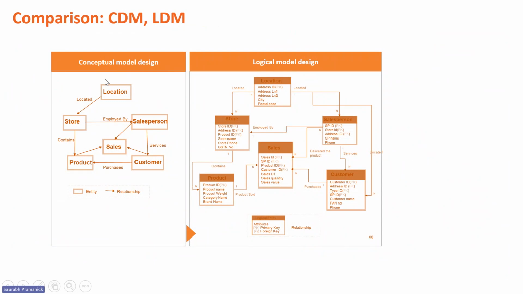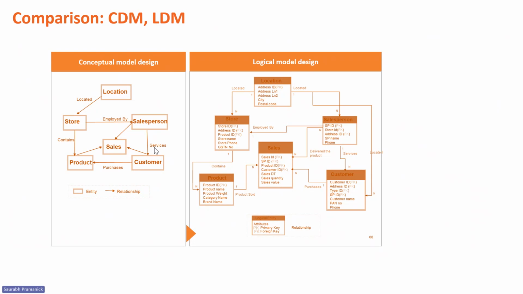For example, the conceptual data model might have the location, store, salesperson, sales, product, customers, and the relationships, which is very high level. But now I can start detailing it out. I identify the cardinalities between the data sets. I start identifying the relationships between them, because now I'm associating the attributes and the relationships. All of it is something that I start creating.